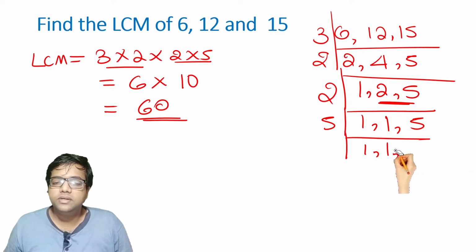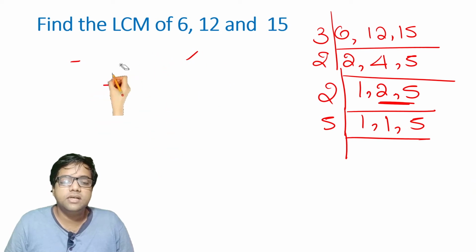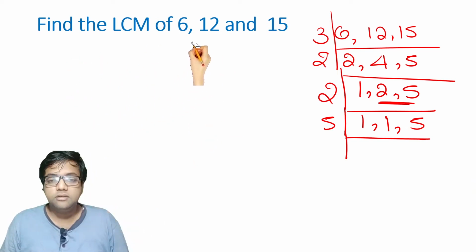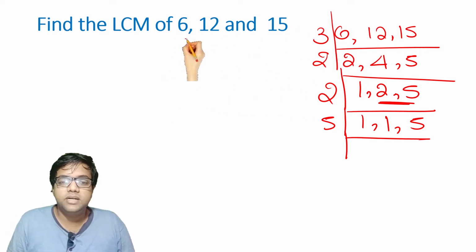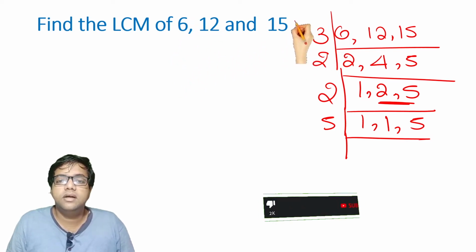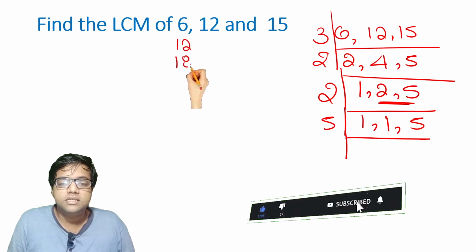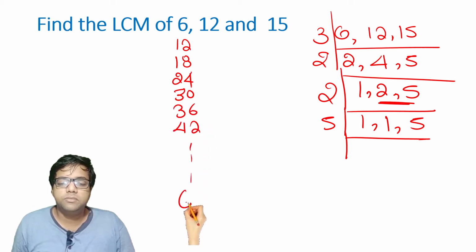So you can do it this way also, and you can also do it the other way. What is the other way? If you know the tables very well, you can compare them mentally. You can compare three tables mentally and find out a common term which comes in the 6 table, 12 table, and 15 table. 6 ones are 6, 6 twos are 12, 6 threes are 18, 6 fours are 24, 6 fives are 30, 6 sixes are 36, 6 sevens are 42, and so on up to 60.